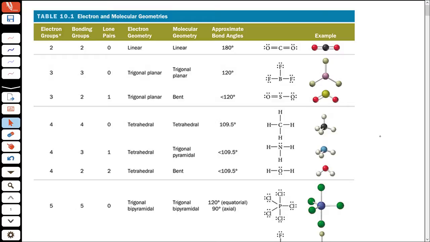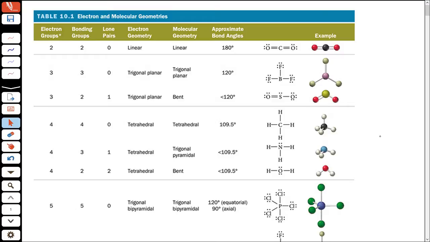But the actual shape of the molecule is something we might also want to know. So that's where that next column comes in. If we have a molecule like SO2, even though that lone pair does take up space, because we don't see it in the actual shape of the molecule, we need a name for the actual shape of the molecule, and the name for that is bent. So the electron geometry is still trigonal planar, but now the molecular geometry is called bent.